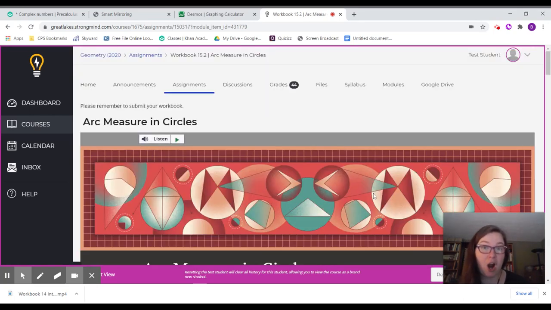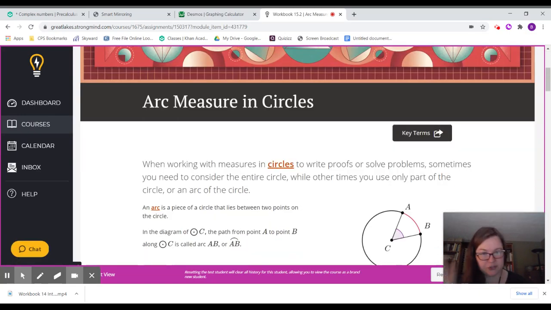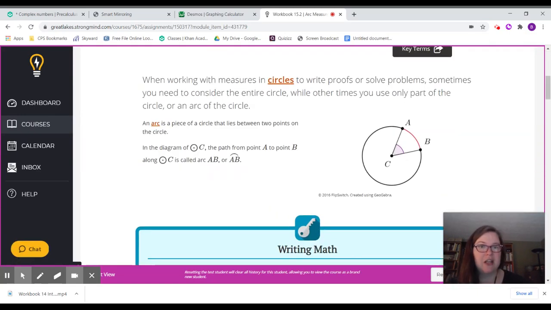15.2 talks about arc measures. Arc measure is basically part of the circumference. The circumference is the distance around. So A to B, that's an arc. And there are 3 ways of talking about it.